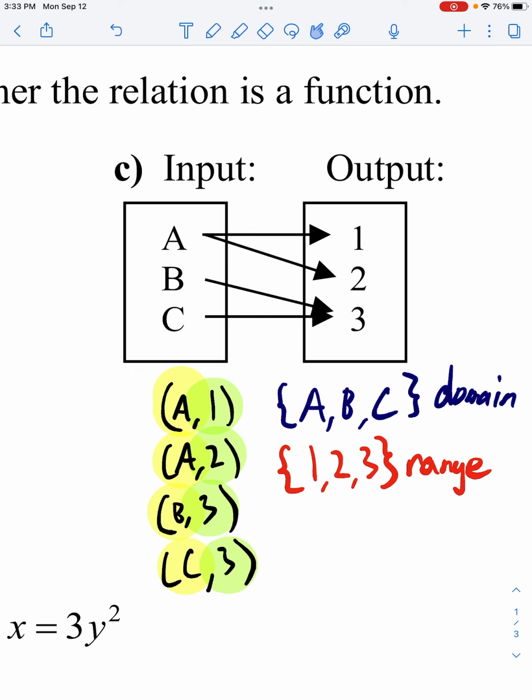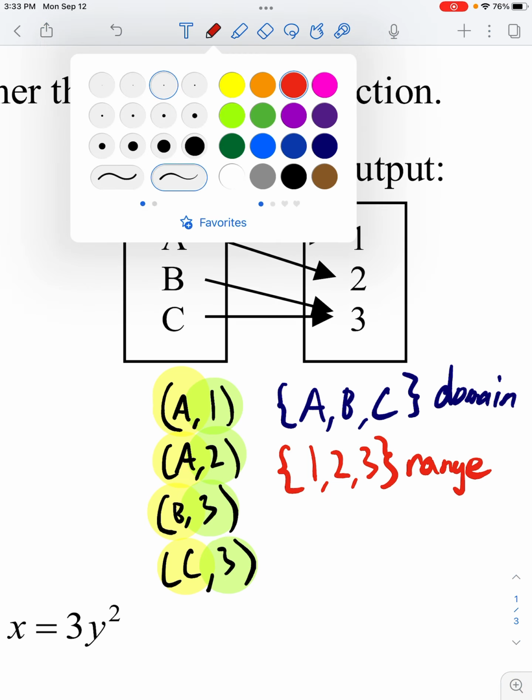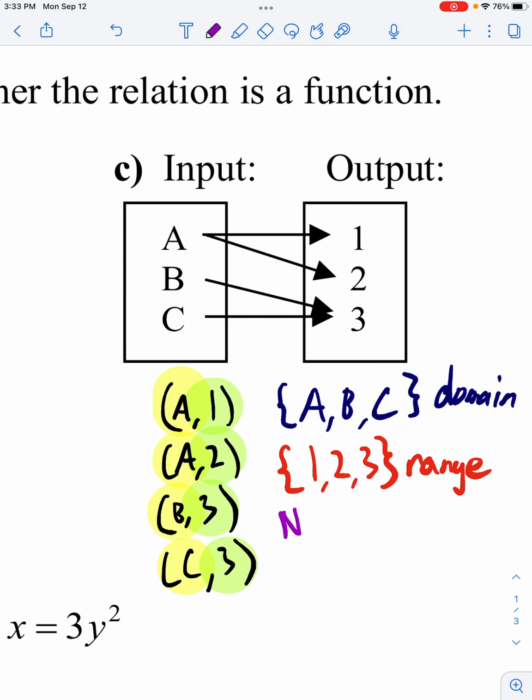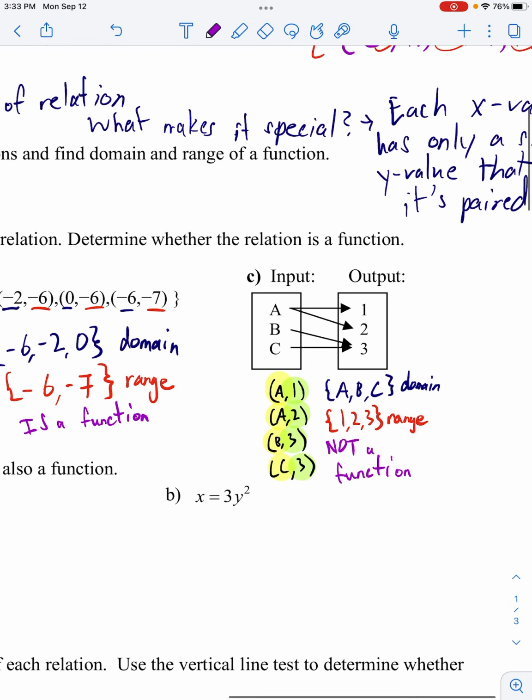Is this a function? Well, look. One of my X values, that first value in my ordered pair, repeats twice. A shows up twice. So this is not a function. Not a function.